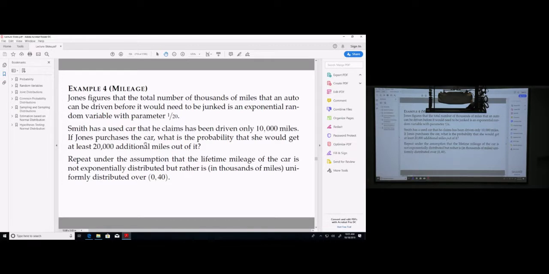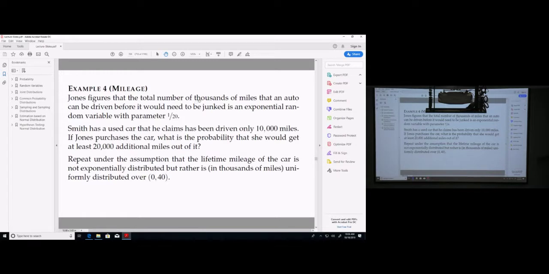Now this is a bit of a stretch, the modeling here, because we know cars actually age. That's why in Singapore we are given only 10 years for the car. If the car doesn't age, then the policy wouldn't make sense, all right? But let's assume this is memoryless. Jones figures that the total number of thousands of miles that an automobile can be driven before it would need to be junked is an exponential random variable with parameter 1 over 20.